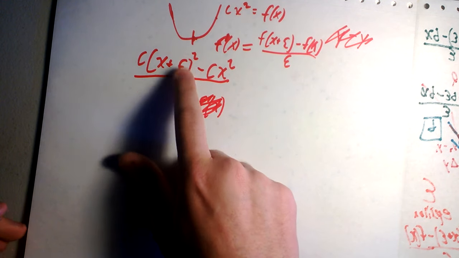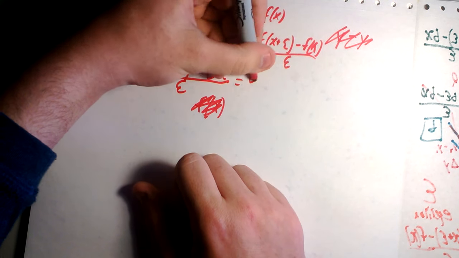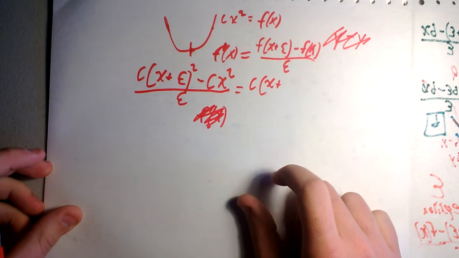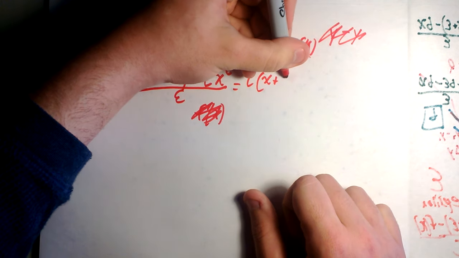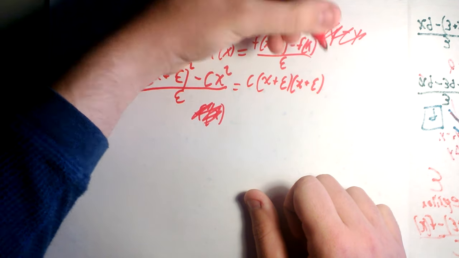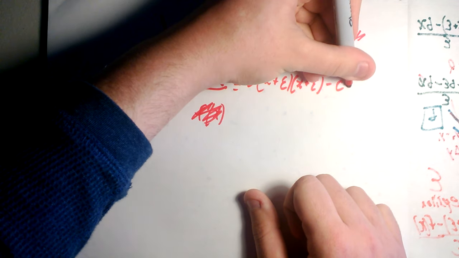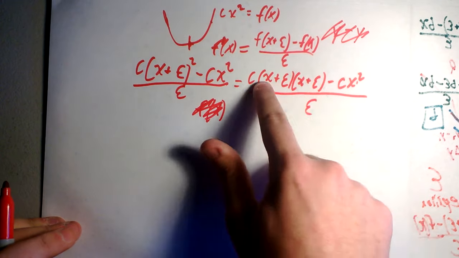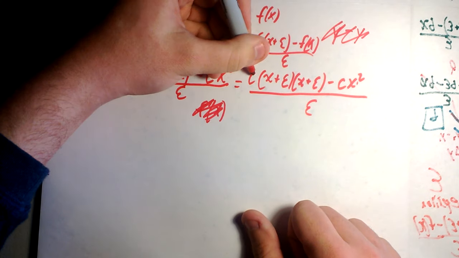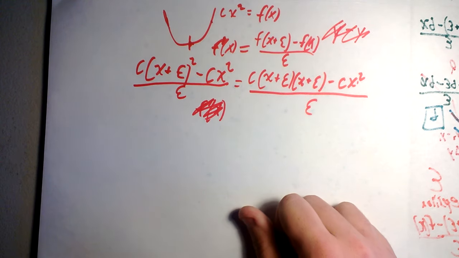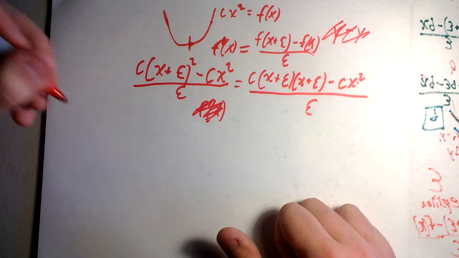All right, so this can be rewritten as c times (x plus epsilon) squared. Squared is just defined as something multiplying by itself. So it's (x plus epsilon) times (x plus epsilon). Then we subtract c x squared. Then we all divide by epsilon. So now let's multiply these in. And we know that c is just going to multiply times each result of these multiplied.